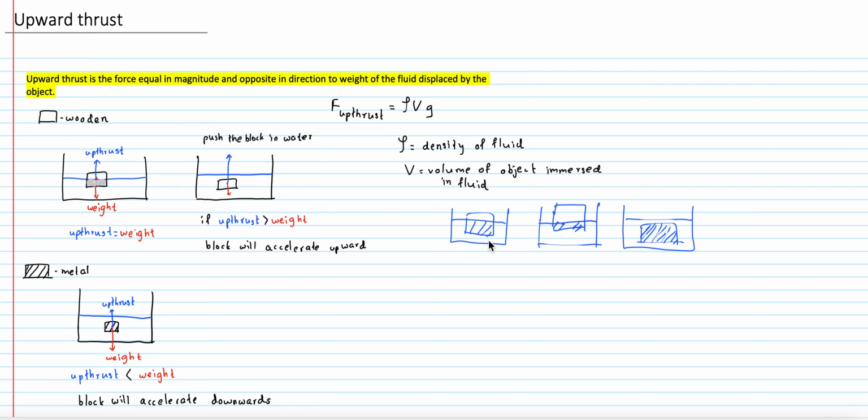So for the volume, we have to consider whether the object is completely immersed in water or partly immersed in water. If the object is completely immersed in water, then we have to consider the whole volume. However, if the object is only partly submerged in water, then we only have to consider this submerged volume. So let's move to the next one.